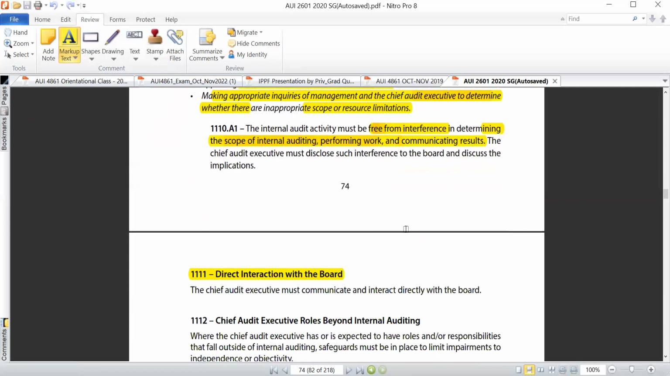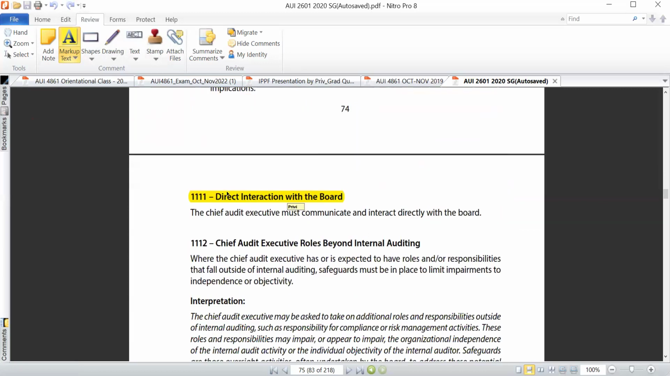So then of course, another important thing is that according to standard 1111, there has to be a direct interaction with the board. So who should have that direct interaction with the board? The chief audit executive must communicate and interact directly with the board. That's one of the ways of ensuring organizational independence. If the chief audit executive has no direct interaction with the board, then there is no organizational independence for the internal audit activity in that organization.